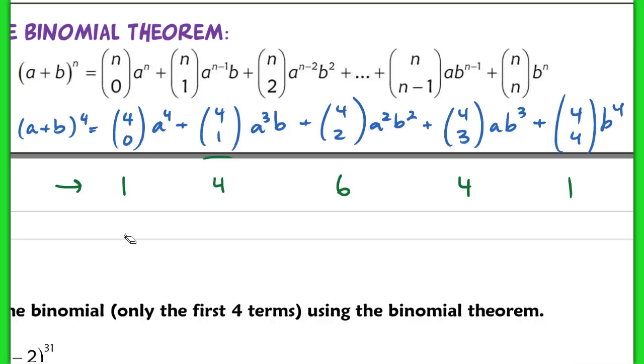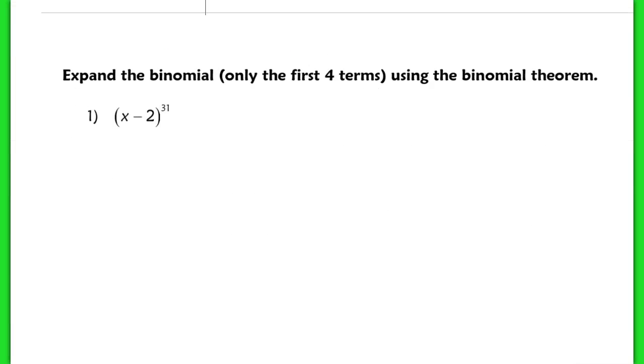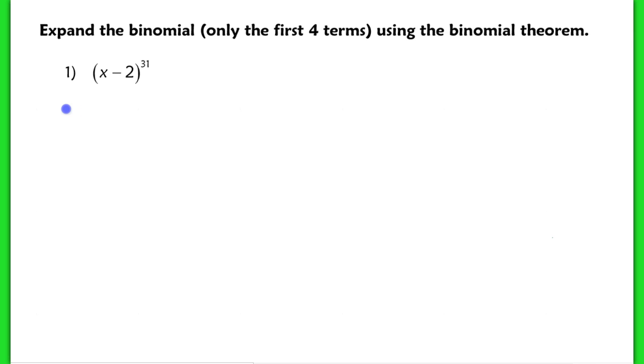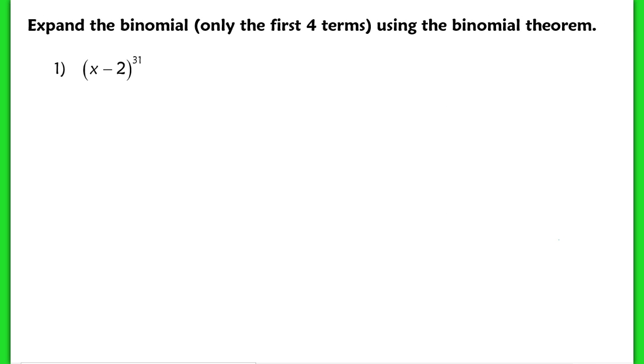But basically, now that we know this, we can use this idea to do very large expansions, like here. We're going to expand this binomial, which is to the 31st power here. I'm not going to ask you to do all 32 terms. Remember, there would be 32 terms here because it's always n plus 1 number of terms. But we're only going to do the first 4 because that would be insane of me to ask you to do all 32.